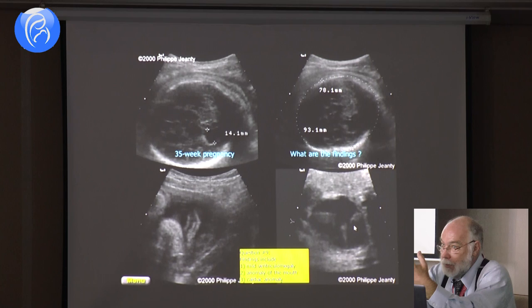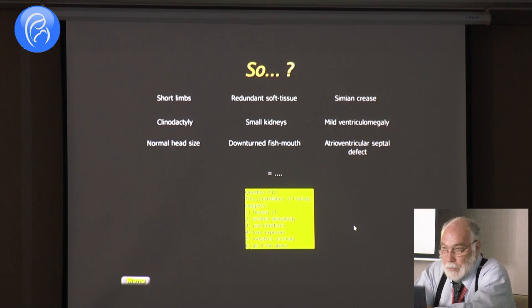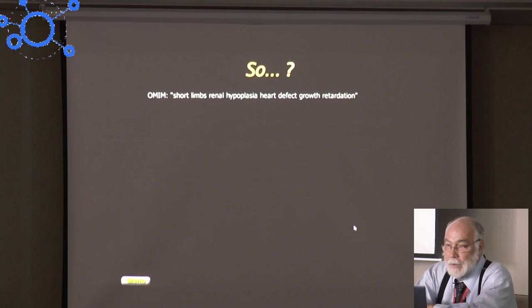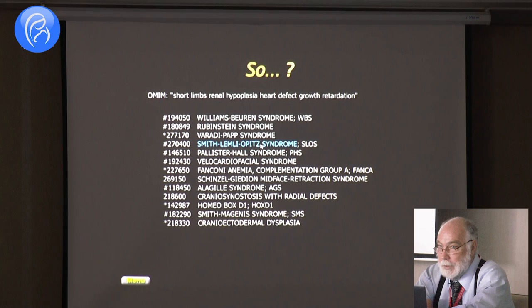Yeah, trisomy 21, that would be the most difficult. So we do the amniocentesis, we send the result, and it comes back normal. So what should we do now? What we should have done, from the onset, is go to OMIM and put all these keywords together, and when you go to OMIM, here comes Smith-Lemli-Opitz syndrome. So we should have taken a few more cc of amniotic fluid, asked for the metabolite of the cholesterol, and we would have the diagnosis.